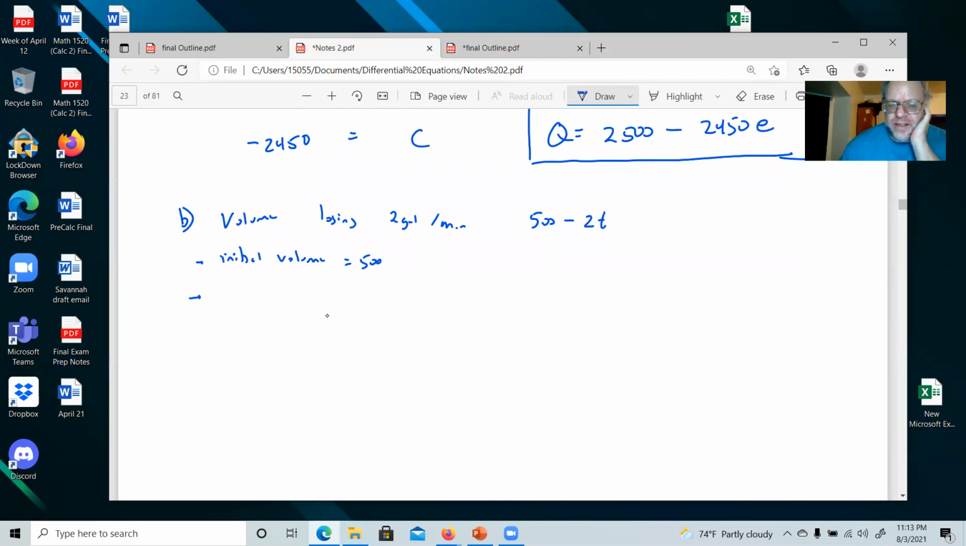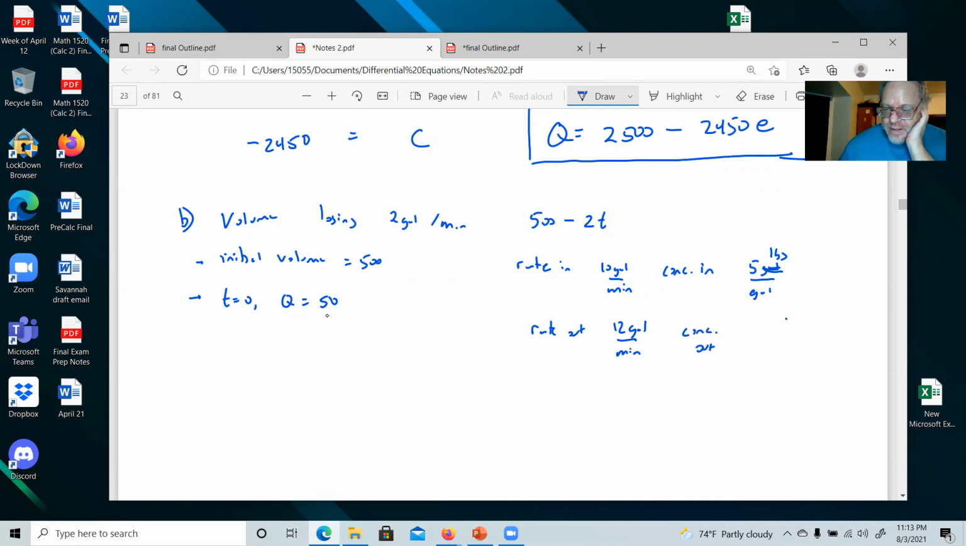At time equals 0, Q is equal to 50. And we also have our rate in, which was 10 gallons per minute. Our concentration in was 5 pounds per gallon. Our rate out was 12 gallons per minute. And our concentration out, well, that's Q, because we don't know how much salt is in there, and that's telling us how much salt is in there.